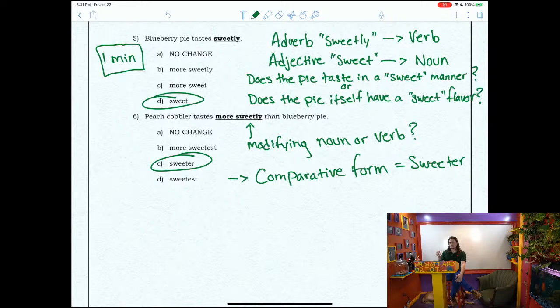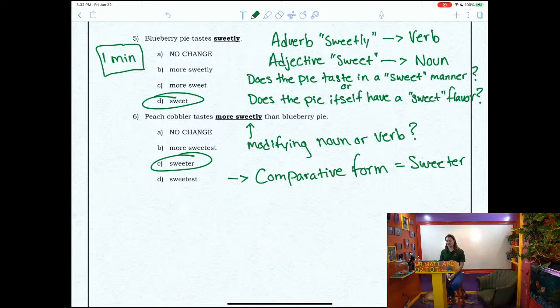Same thing here. Blueberry pie tastes sweet, not tastes sweetly. We want to use the adjective in the positive form. There are three forms to an adjective and an adverb. You have the positive, you have the comparative, and you have the superlative. Here in number 5, we're just dealing with the positive because we're making a declarative statement about one item or one object or noun. Blueberry pie tastes sweet. In number 6, we're comparing 2 different things. We're comparing peach cobbler to blueberry pie.